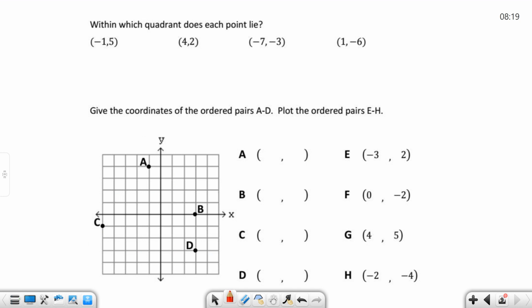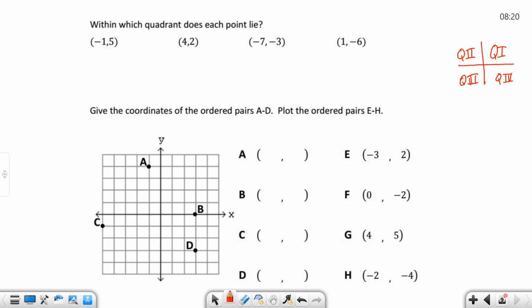So first, within which quadrant does each point lie? Okay? So we have quadrants, and I want to know, hey, where is this? It's in quadrant 1, quadrant 2, quadrant 3, quadrant 4. So I want to remind myself real quickly. I'm going to come over here and say this was Q1, this was Q2, this was Q3, and this is Q4. Okay? And we typically use Roman numerals for that.